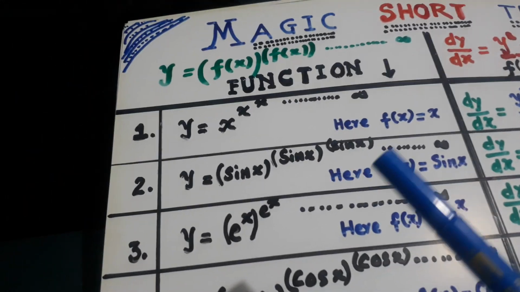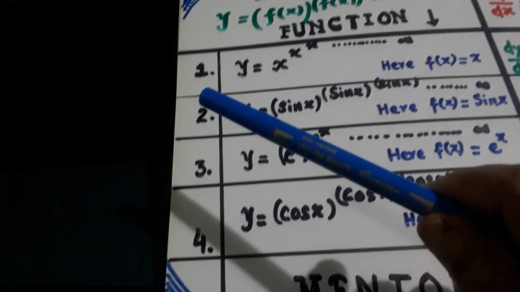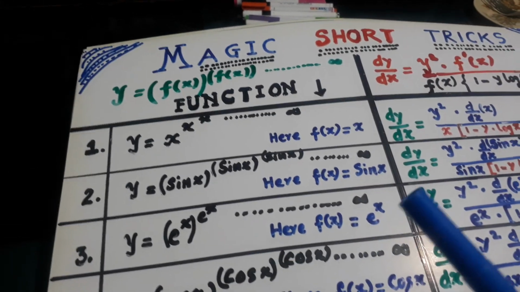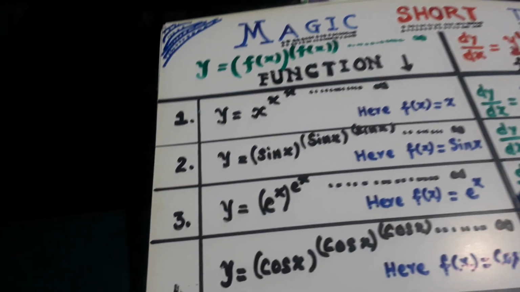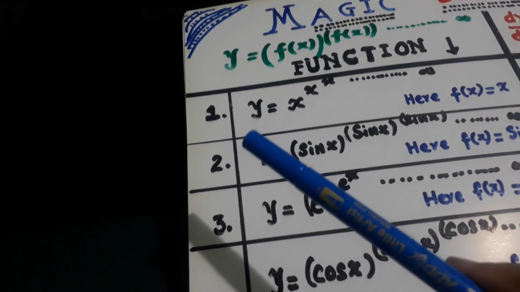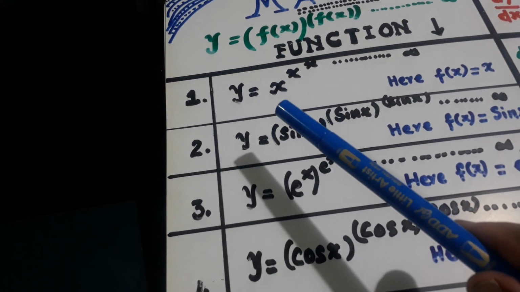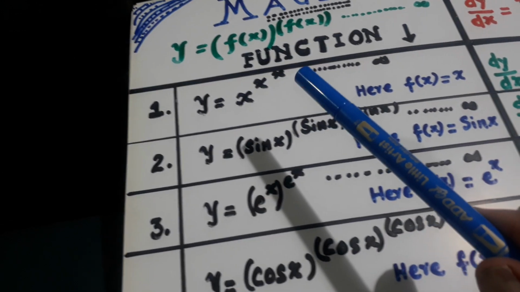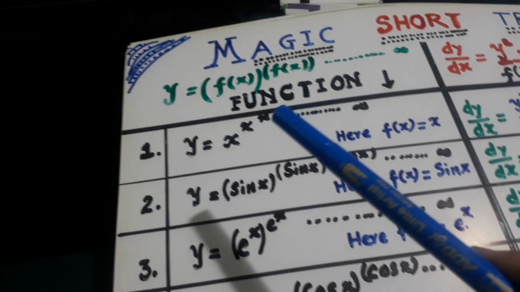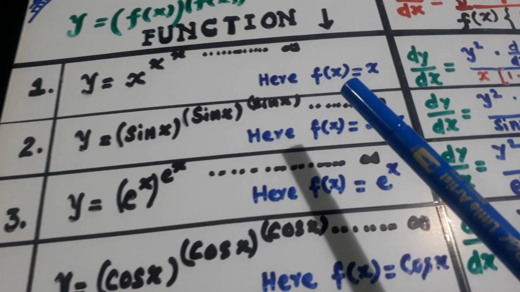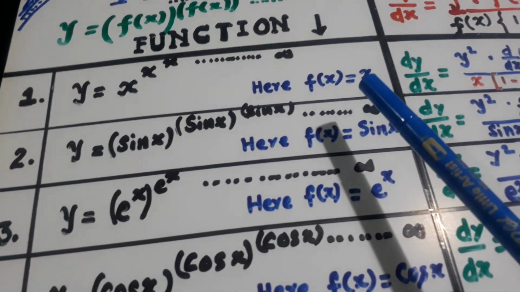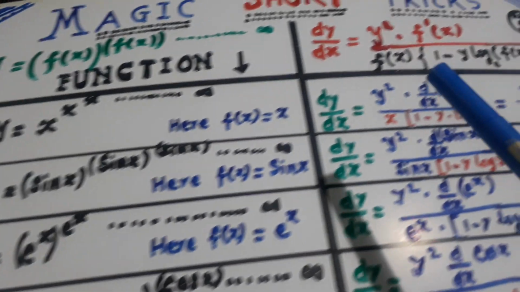Now, I have 4 examples here. We will try to understand this trick with the help of examples. Now look here, y is equal to x raised to power x raised to power x and so on up to infinity. It means f(x) is x here. So f(x) is equal to x here.